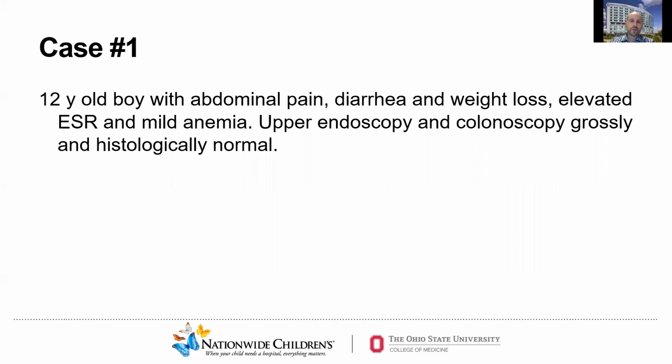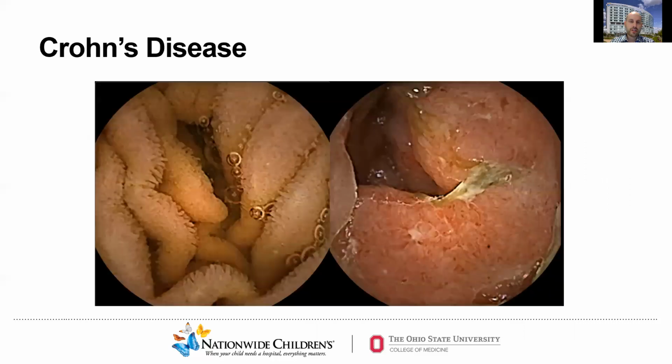So this is a 12-year-old boy who has abdominal pain, diarrhea, and weight loss, elevated sed rate, and mild anemia. Taken together, this is concerning for inflammatory bowel disease. However, his upper endoscopy and colonoscopy were grossly and histologically normal. So the image on the left shows a normal small bowel, and the image on the right, for comparison, shows small bowel from a patient with Crohn's disease. You can see erythema and purulence and ulceration. So this occurred in the ileum, but proximal to where one can reach with a colonoscope.